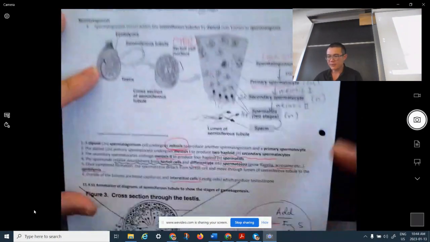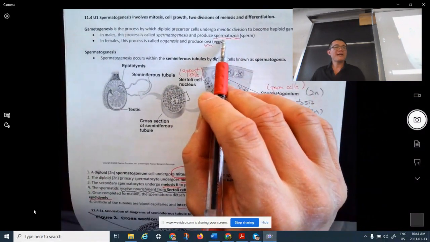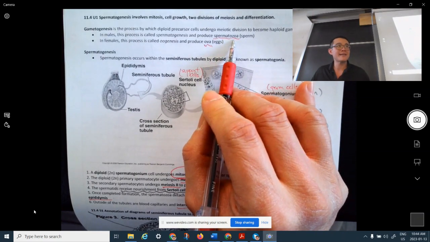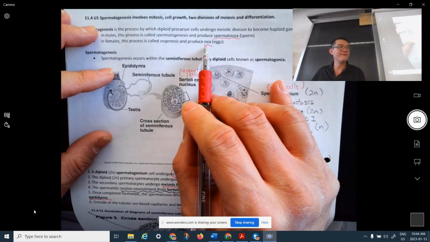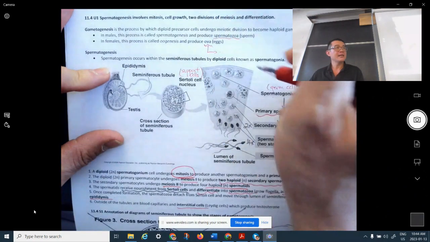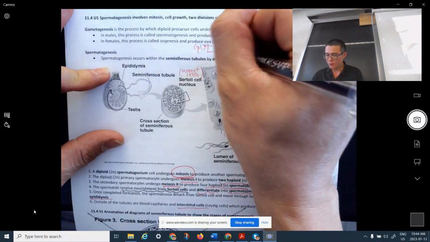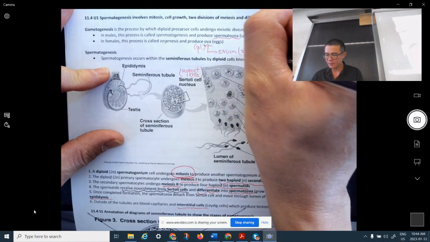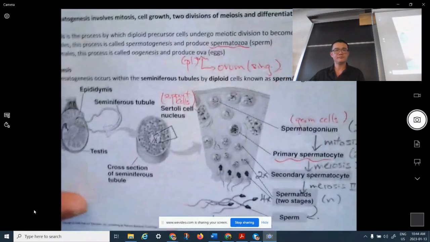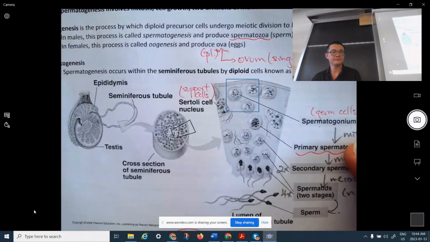Okay. So let's talk about the guys one. Spermatogenesis makes spermatozoa. Spermatozoa, that's a technical name for sperm. Ova is the technical term for eggs. That is Latin. So ova is plural. Ovum is singular.